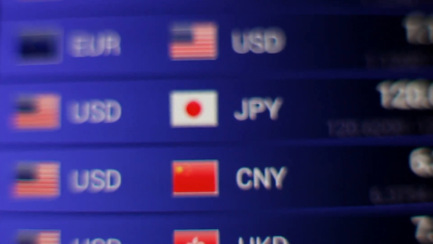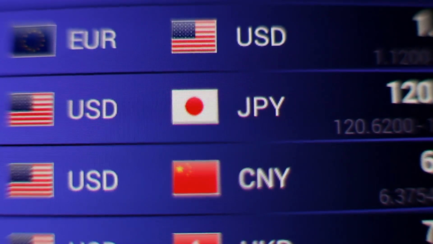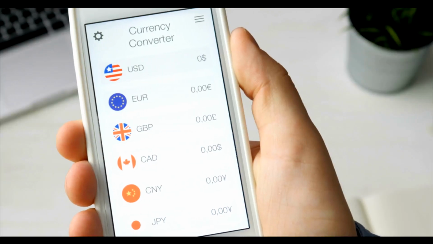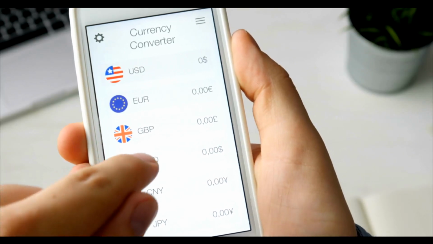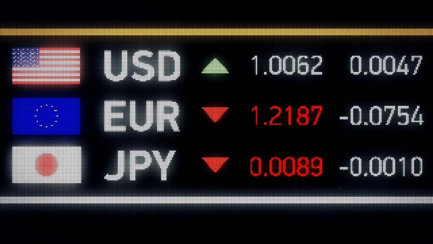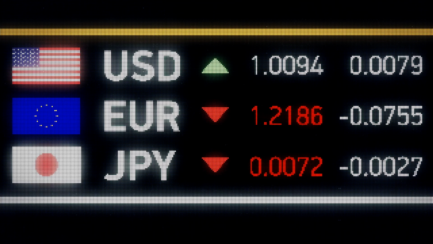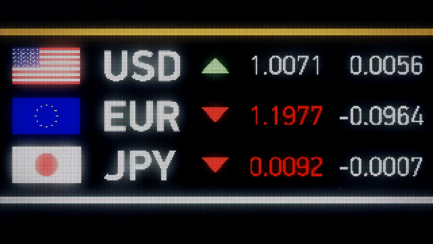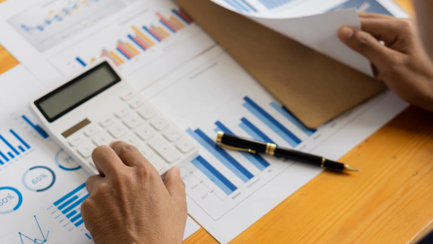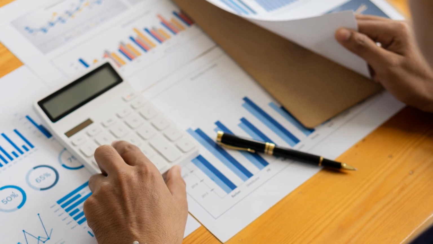Travel and international transactions. For those who travel or purchase goods from abroad, a weak dollar means spending more to acquire the same products or services that you once could get at a lower cost. International students, expatriates, or businesses dealing with overseas partners feel this pressure immediately, as exchange rate fluctuations make budgeting and long-term planning uncertain.